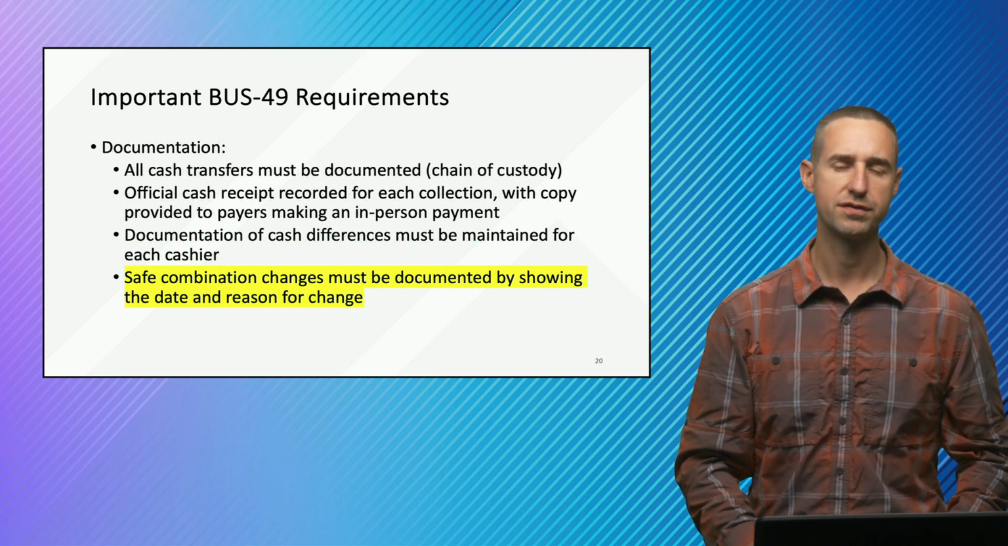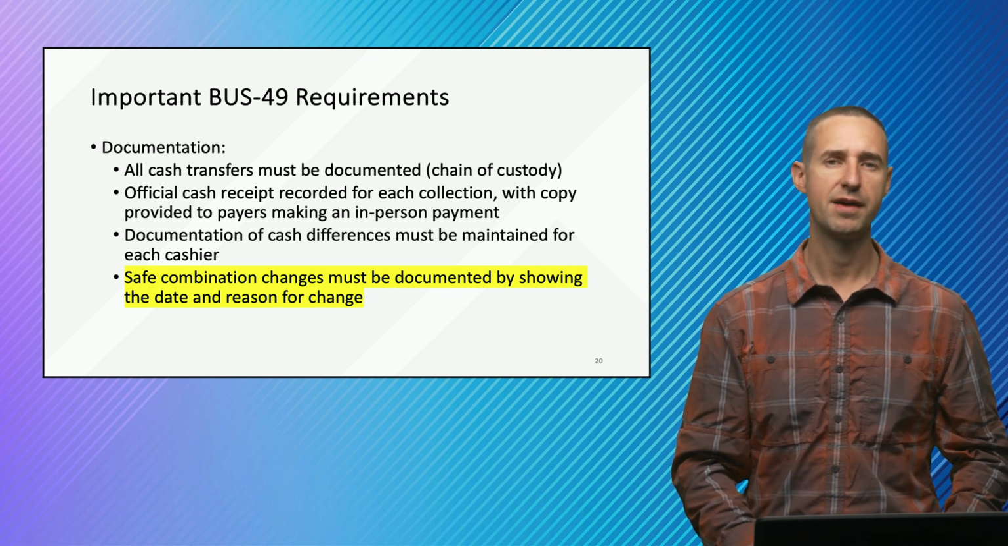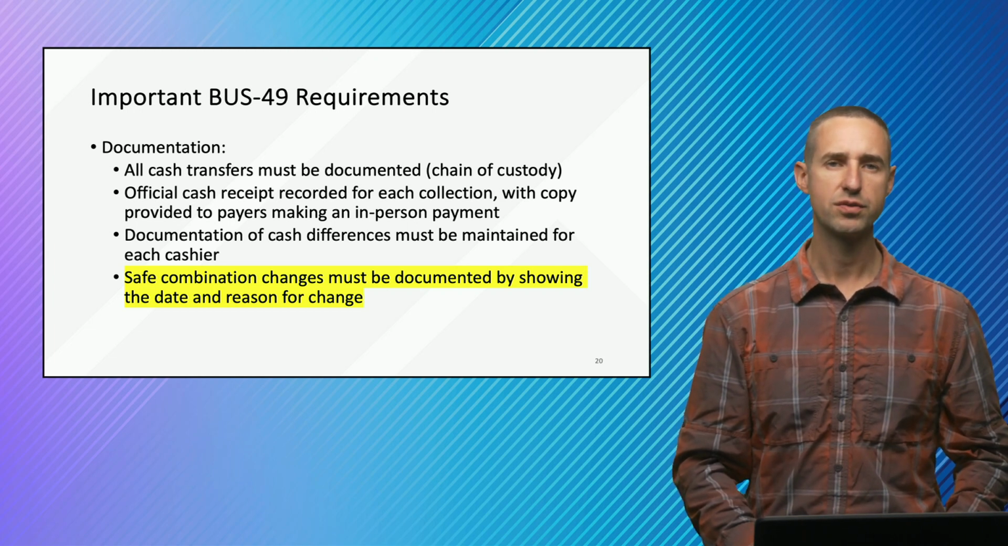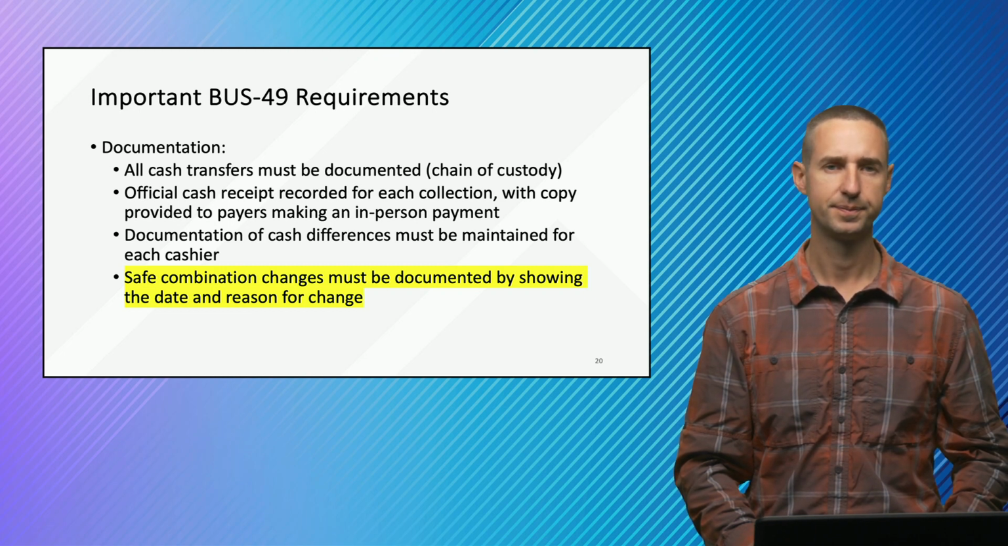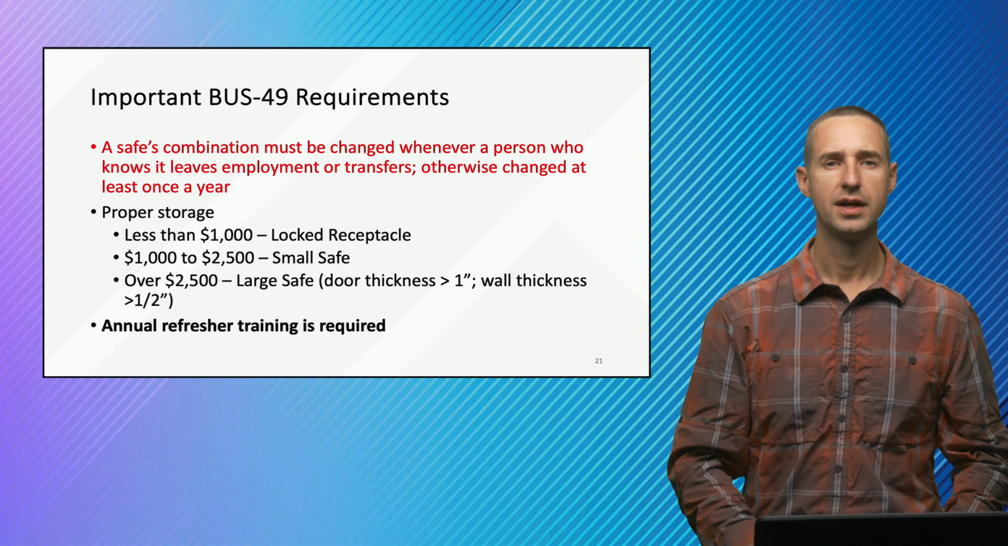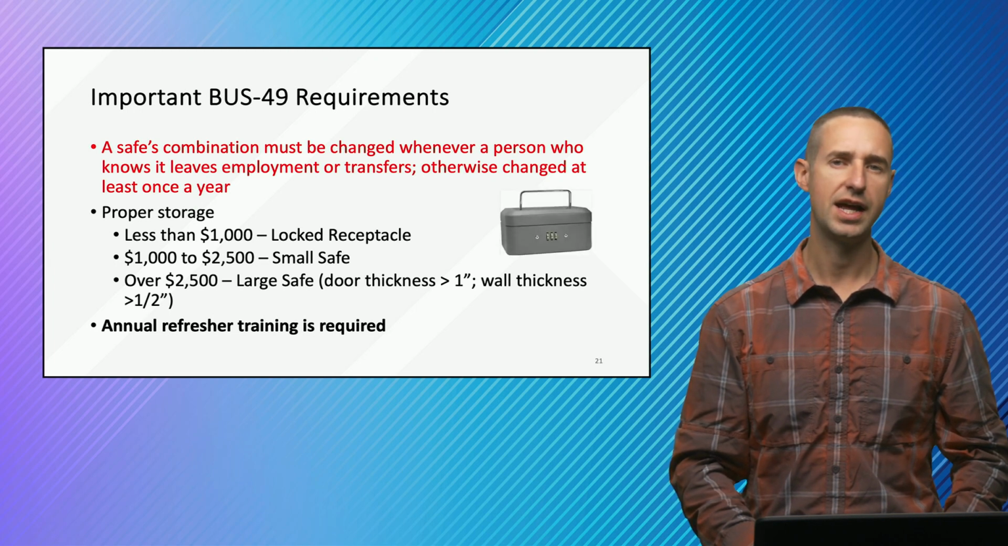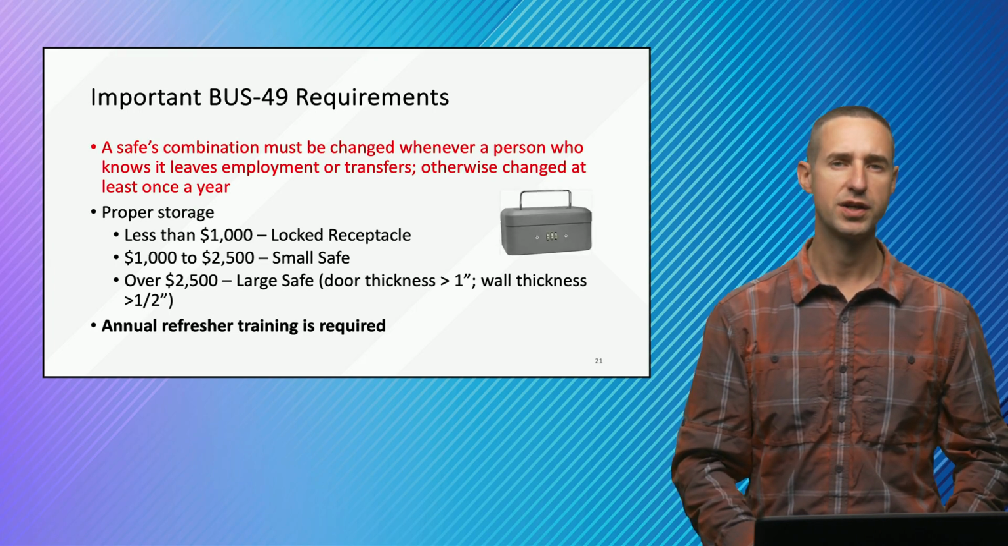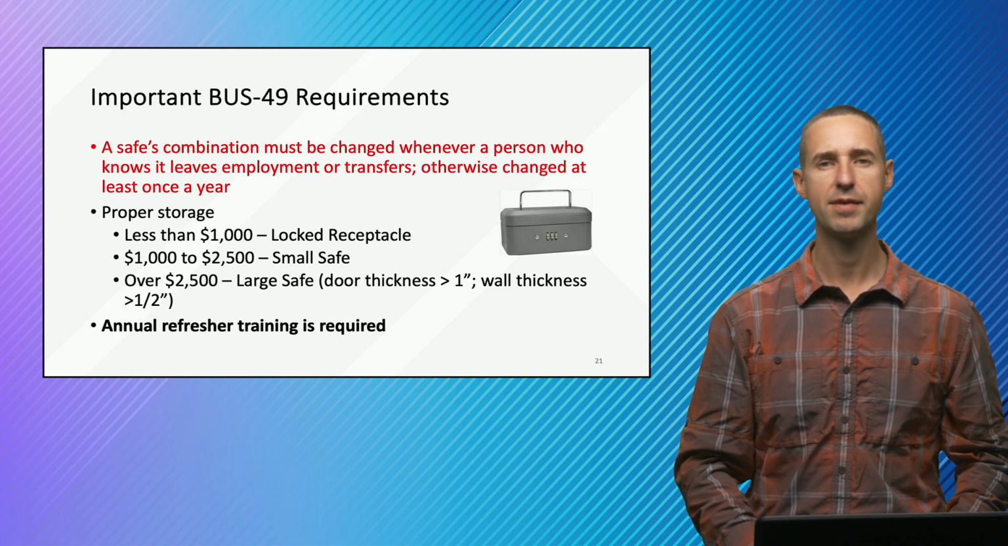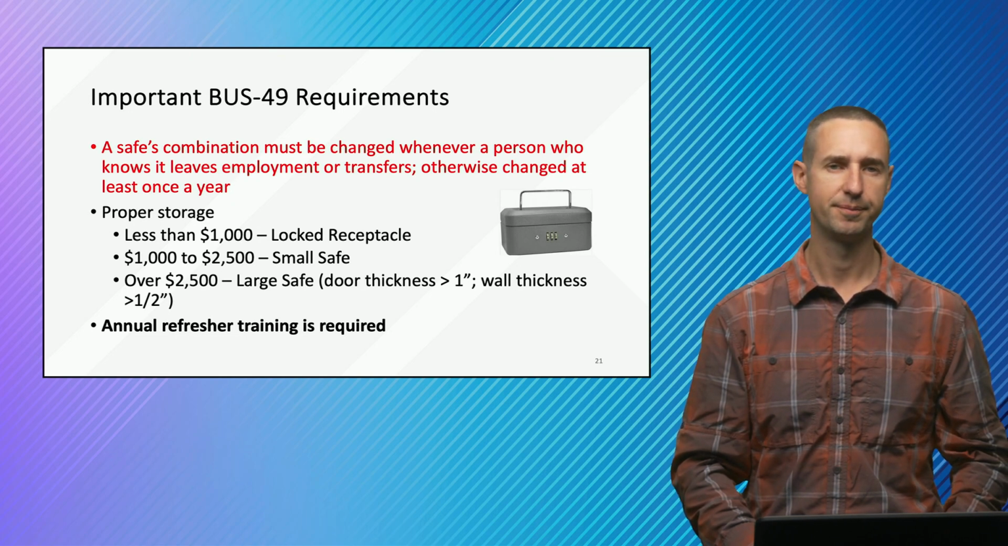Document all cash transfers, cash differences, and safe combination changes. Official receipts must be provided for all in-person transactions. Safe combinations must be changed at least once a year, and safes must adhere to these guidelines depending on the amount of cash that is stored inside them.